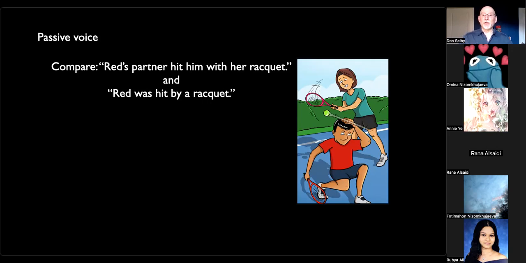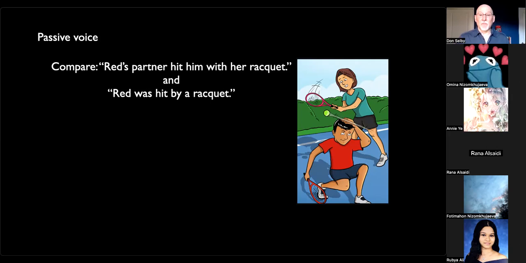She's doing the action. You know who, you know what the action was, and you know who the recipient of that action was. Everything is clear. Great. So that is an example of the active voice. The passive voice is the following sentence. Red was hit by a racket.